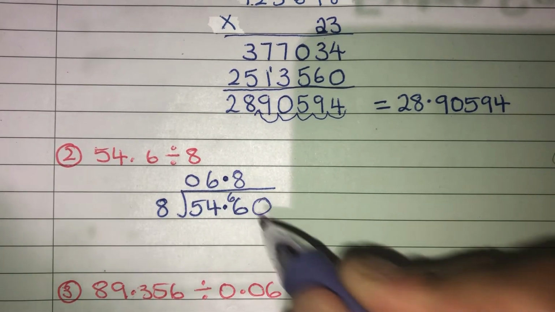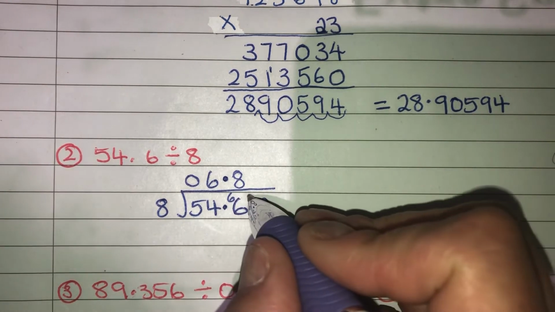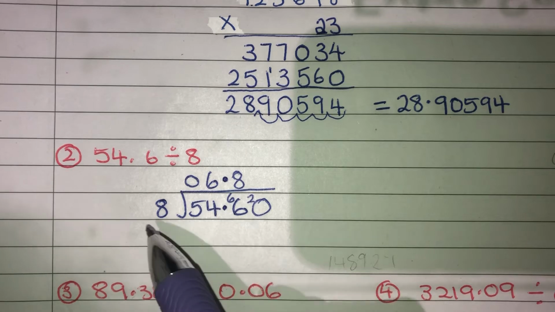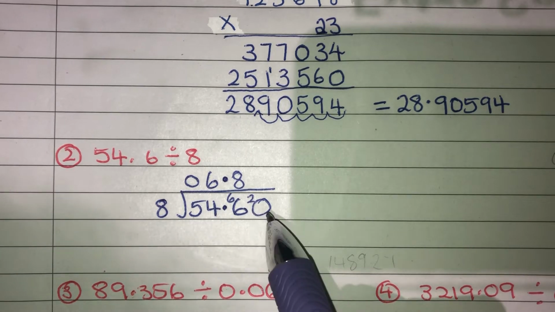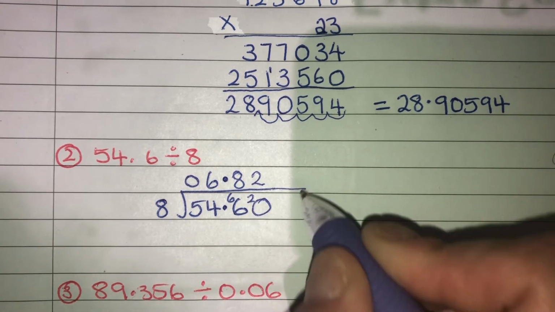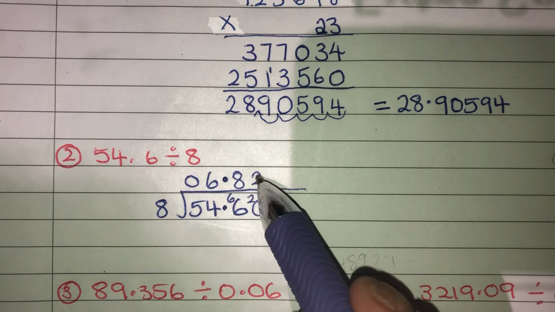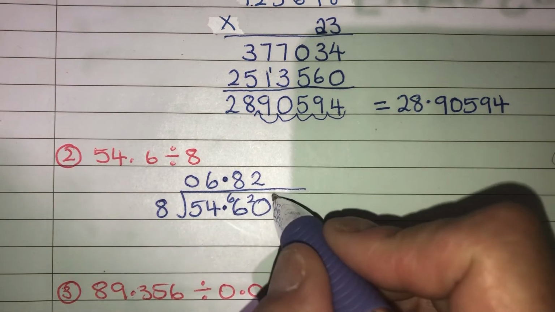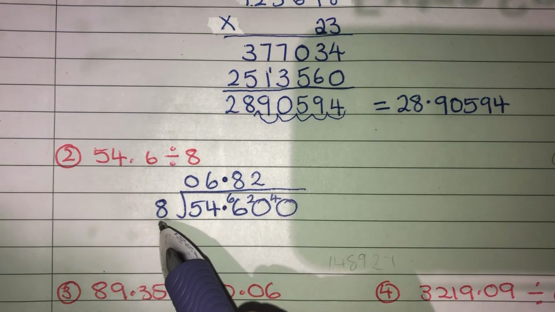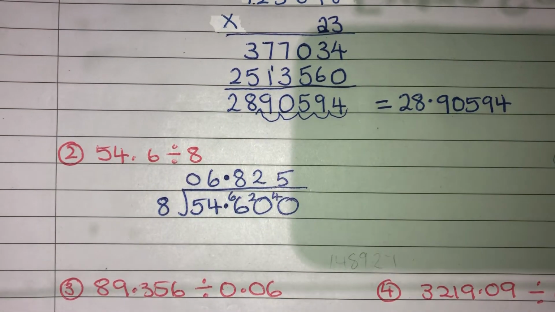Not finished, have to put another 0. 64 we're up to, but we need 66. We've got 2 left over. 8 into 20 goes twice. Oh, we have to keep going. 2 times 8 is 16. So there's 4 left over. And 8 into 40 goes 5 times. So there's not anything new there if you understood what we did last week with the fractions.